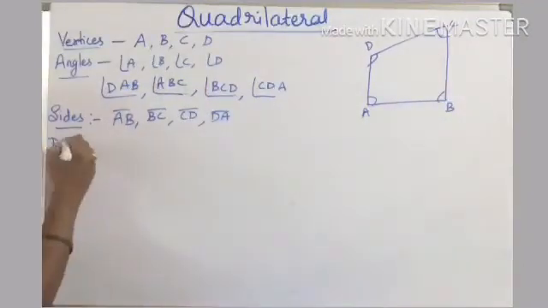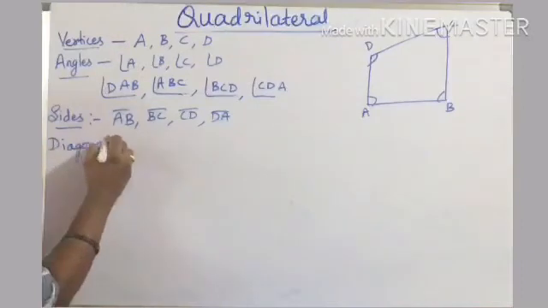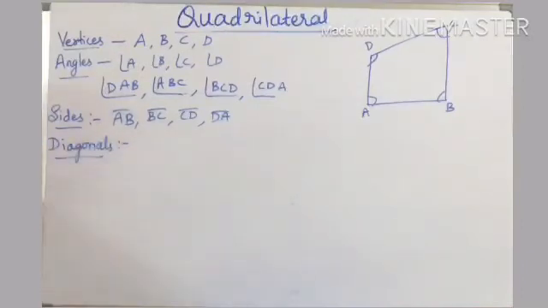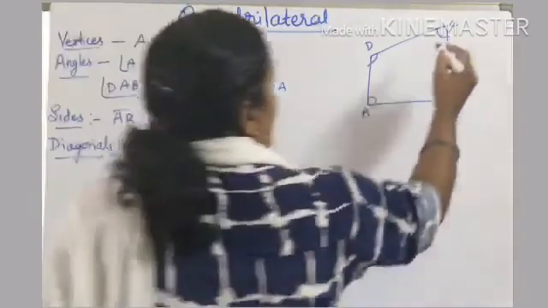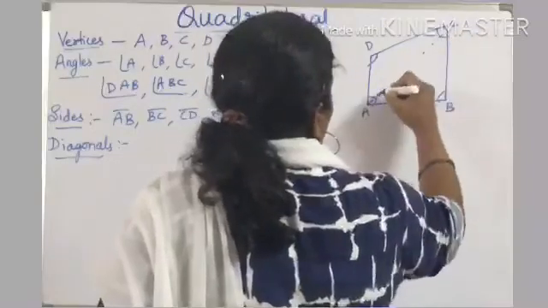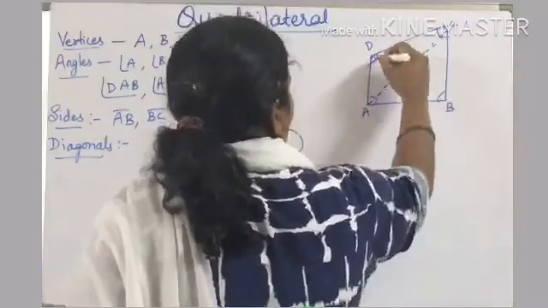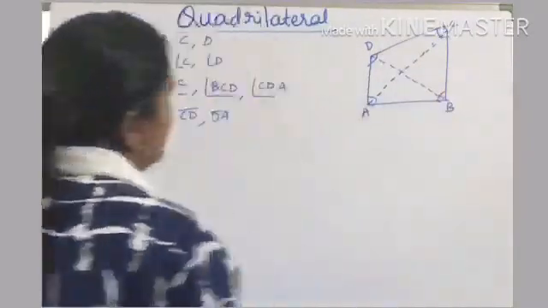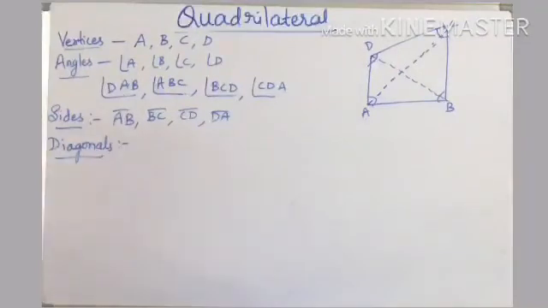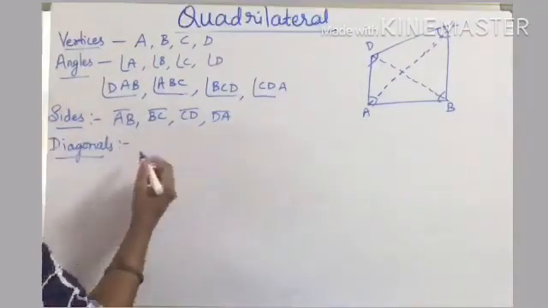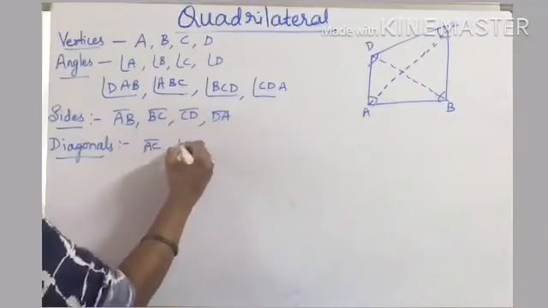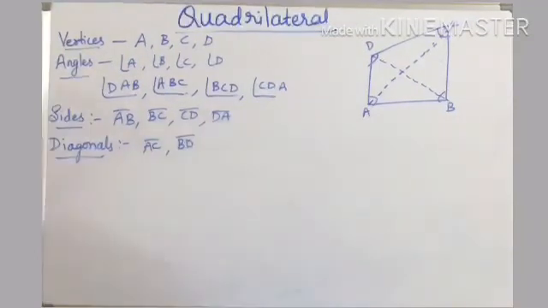Next, coming to diagonals. What are diagonals, children? Diagonals are nothing but the line segments joining opposite vertices. So these are the opposite, no? A and C, and D and B are the opposite vertices. So a line segment joining opposite vertices is called a diagonal. How many diagonals does a quadrilateral have? Only two diagonals, that is AC and BD.